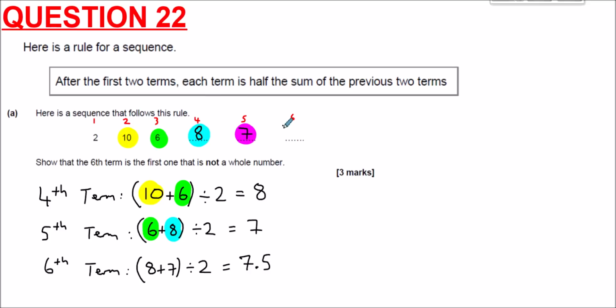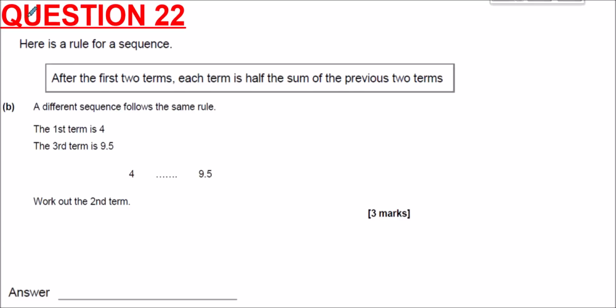And so that proves not only that the sixth term isn't a whole number, but we've proven that that's the first one that isn't a whole number. So we need to work out the ones before the sixth term to show that all the others are whole numbers, and the first one that isn't a whole number is the sixth term. And so this working out backs us up and shows that we've worked out the numbers correctly.